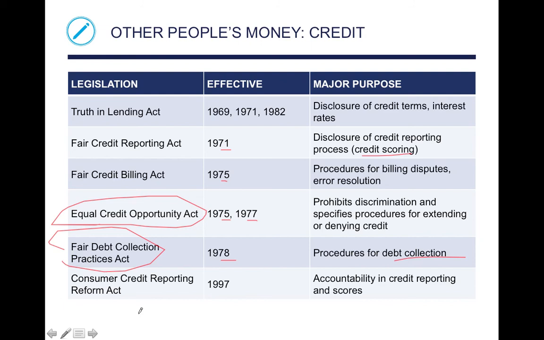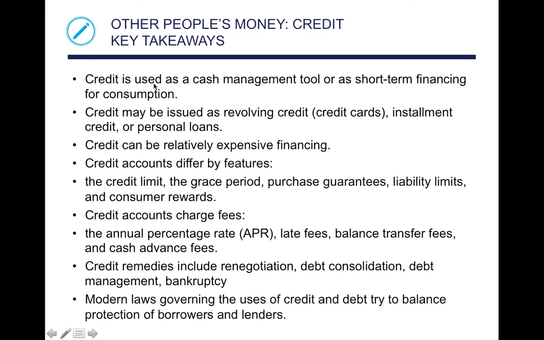Then we have the Consumer Credit Reporting Reform Act of 97, accountability in credit reporting and scores. Credit is used as a cash management tool or as short-term financing for consumption. Credit may be issued as revolving credit, such as credit cards, installment credit, or personal loans. Credit can be relatively expensive financing. Credit amounts differ by features: the credit limit, the grace period, purchase guarantees, liability limits, and consumer rewards. Credit accounts charge fees: the annual percentage rate or APR, late fees, balance transfer fees, and cash advance fees. Credit remedies include renegotiation, debt consolidation, debt management, and bankruptcy.